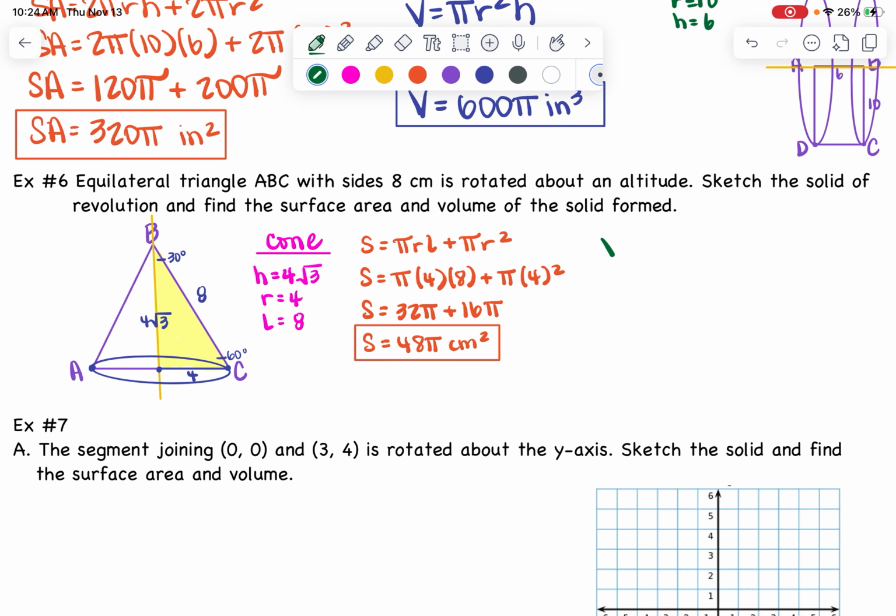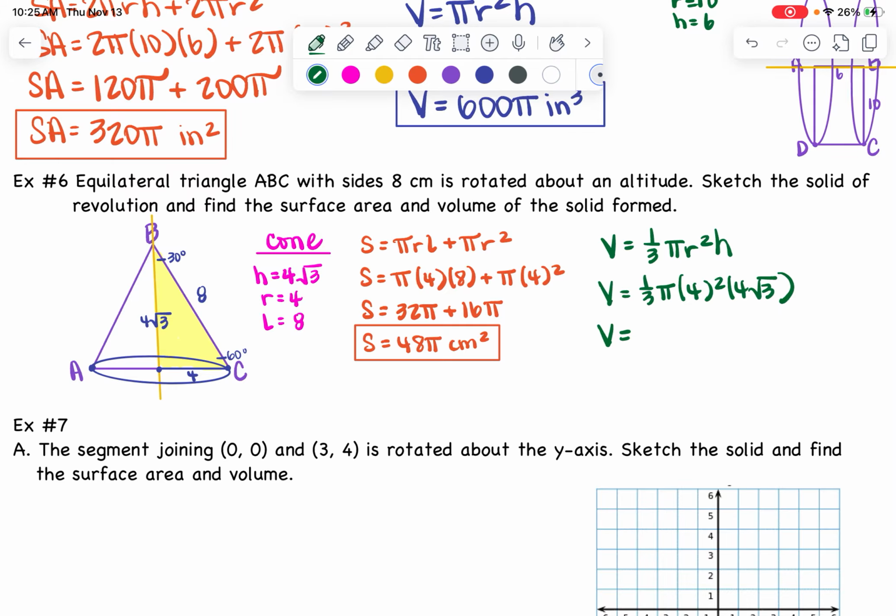All right, and then we need volume. Remember, volume of a cone is 1/3 pi r squared h because 3 cones can fit in a cylinder. So 1/3 pi 4 squared 4 root 3. We don't need that height until we get to the volume. I'm just going to type all that in my calculator other than the pi. So 1/3 times 4 squared times 4.